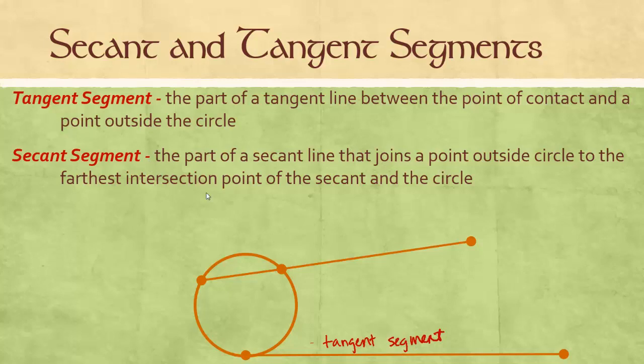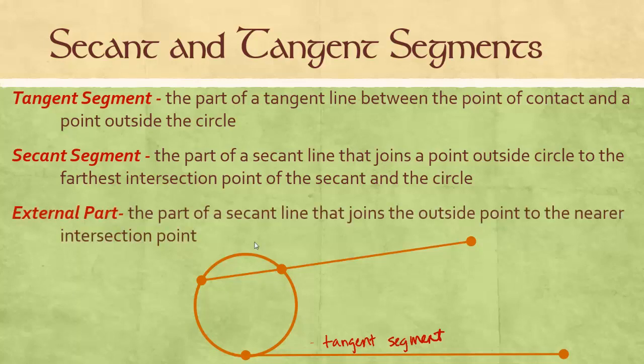The secant segment is the part of the secant line that joins a point outside the circle to the farthest intersection point of the secant and the circle. Okay? And then one more, the external part. The part of the secant line that joins the outside point to the nearer intersection point. So the question here is, which is the external, which is the secant? Well, here's the secant segment right here. And here's the external part. I guess that part is important. Okay, moving right along, shall we?